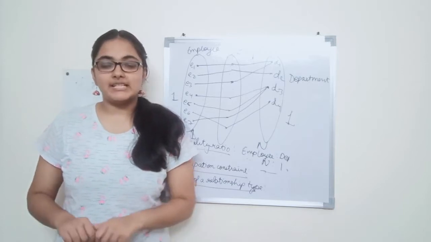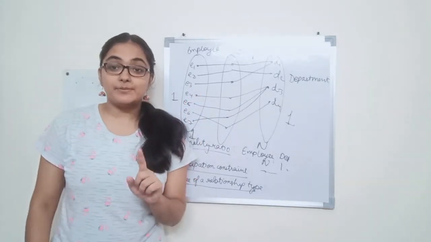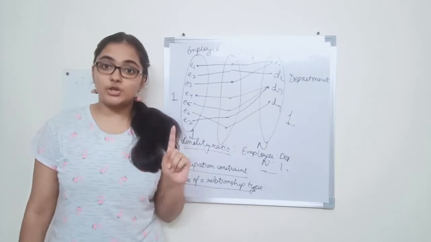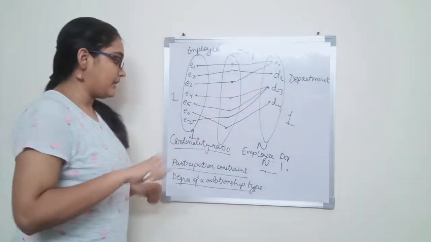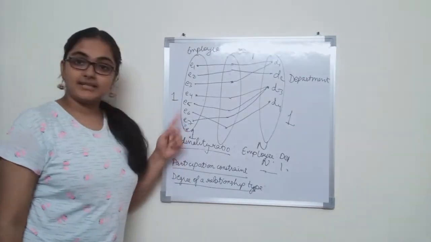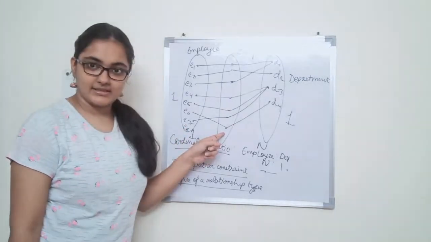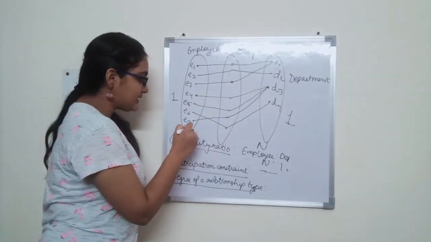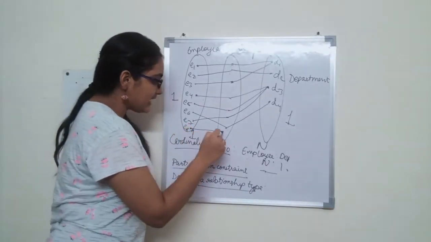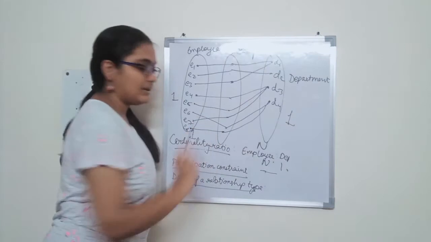So what is total participation? For example, employee. Employee has to participate in at least one relationship instance of the works for relationship type for it to be present in the employee entity type. For example, if I create an entity E8 of employee, in order for it to exist in the employee entity type, it must be associated with at least one relationship instance here. Okay, because it is already specified that an employee has to work for at least one department. So it can only exist if it participates in at least one relationship instance, and then maybe like this.